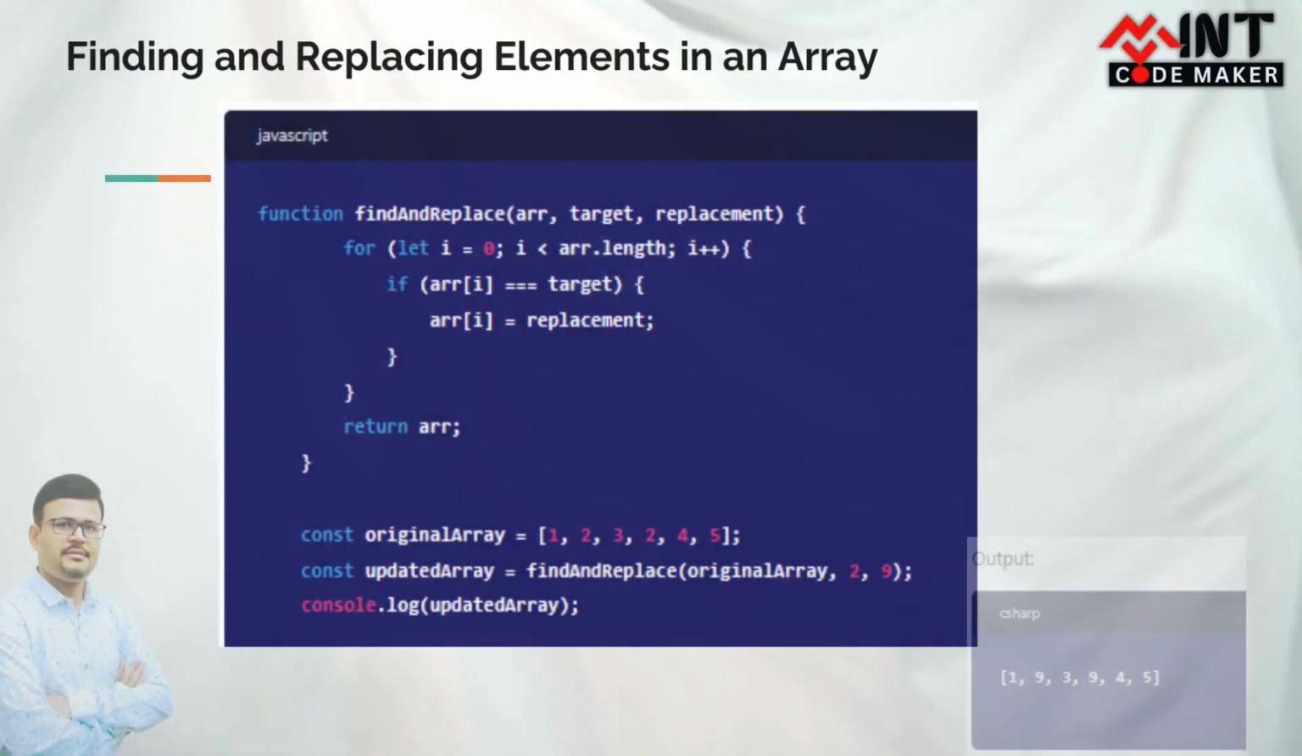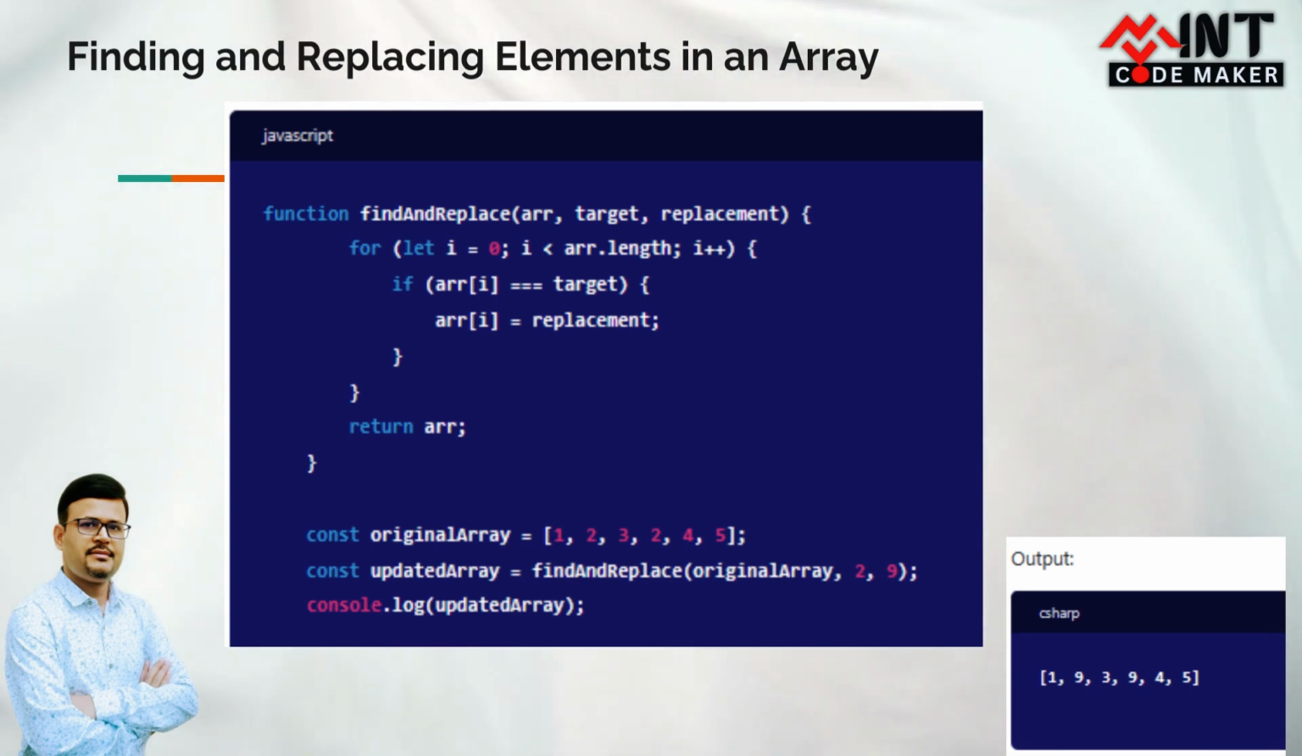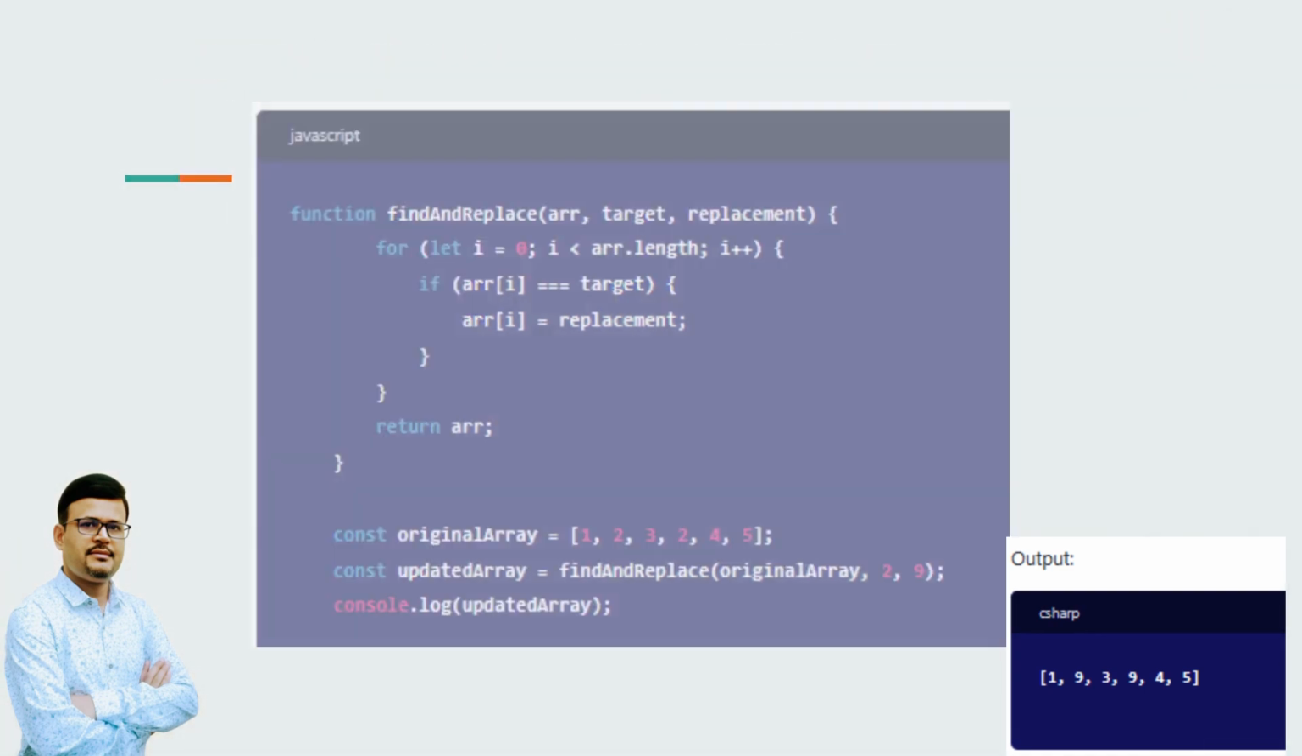Next we are discussing finding and replacing elements in an array. This code segment defines a function findAndReplace intended for replacing elements within an array. The procedure involves iterating through the array using a loop, checking each element against a specified target value. If a match is found, the current element is replaced with the provided replacement value. The function returns the updated array with replacements made.